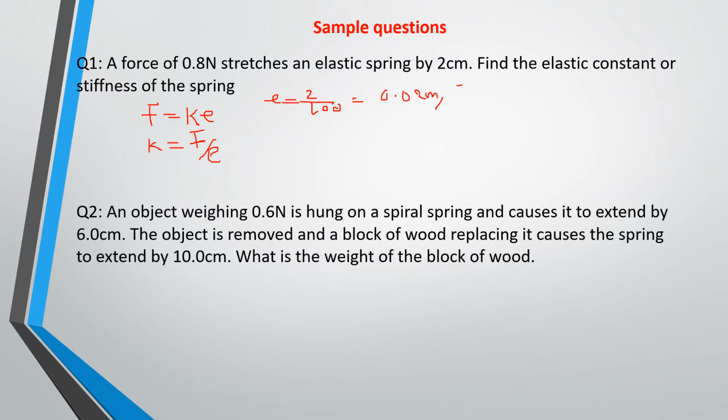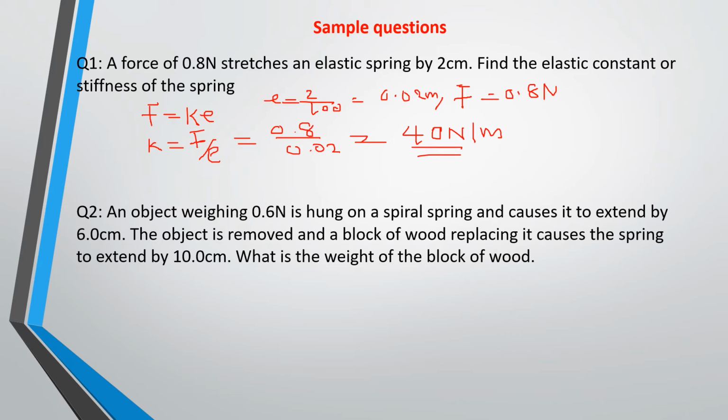Alright, that is your E. Then your F is already given to you to be equal to 0.8 Newton. Okay, so when you input all this information into this equation, you are going to have 0.8 over 0.02. So by the time you work this out, you will have that your stiffness or force constant equals 40 Newton per meter. Okay, I think this is relatively simple, right? Just direct to the point. This is how you use this formula to solve problems. You only need to understand what is extension and what is force.